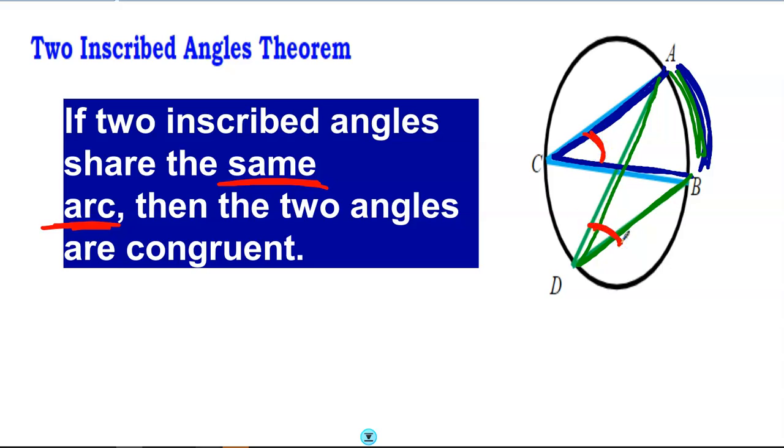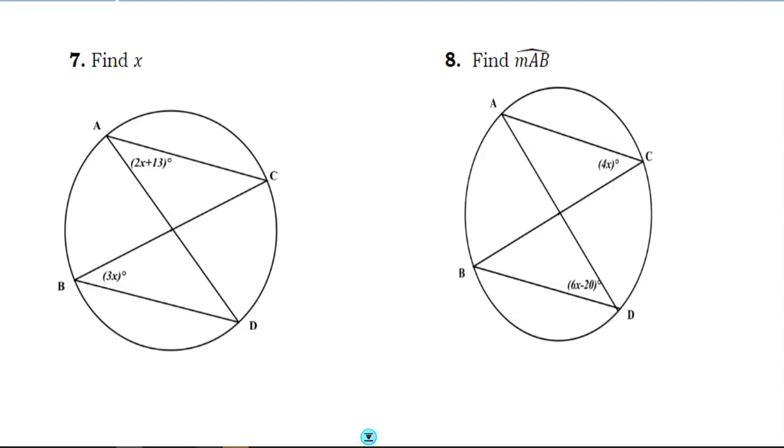Okay, so let's try some. We're going to get hardcore right from the beginning, y'all. Okay, so I have CAD, this angle, and they have the arc of CD.